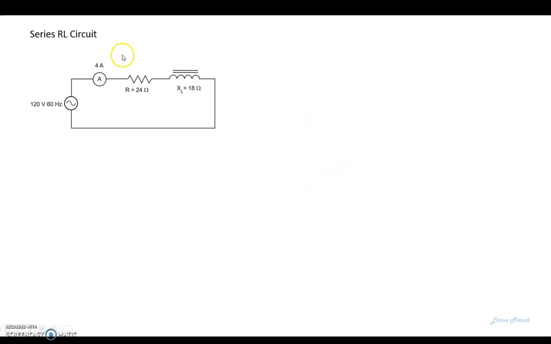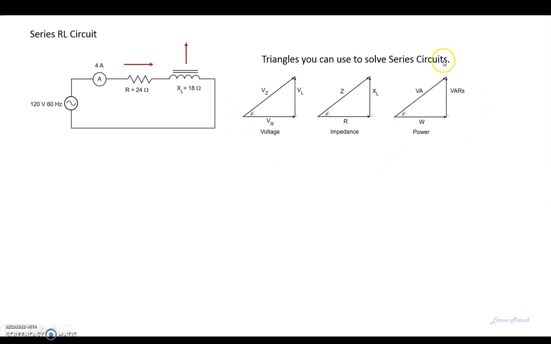So here's an example. 120 volts, 4 amps, 24 ohms of resistance and 18 ohms of reactance. First step would be to draw the vectors, because that's what we're doing, we're adding vectors. And then we can decide which triangle we can use. So there's 3 for the series circuit. We can use voltage, impedance, or power triangles.